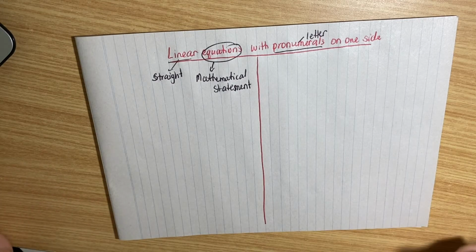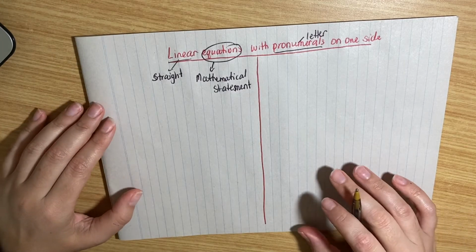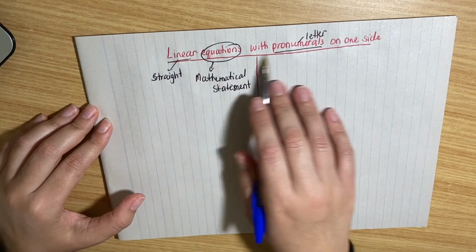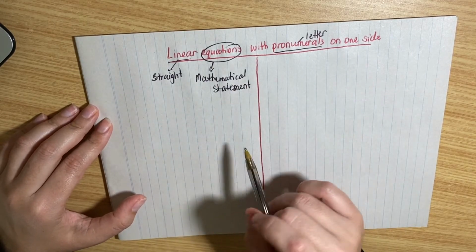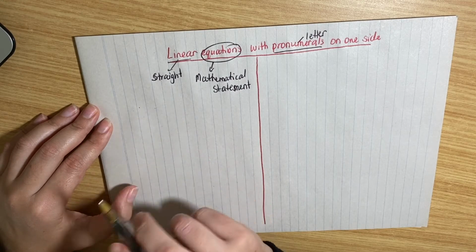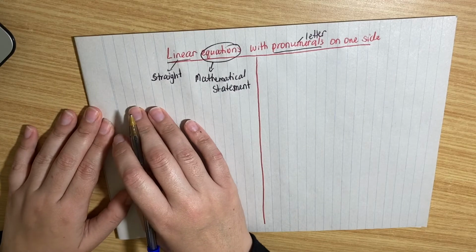All right, so I'll get you to annotate that in your maths book. Make sure that you're keeping up with this. What we're trying to achieve when we do linear equations with pronumerals on one side is that on one side of the equals sign, we want a letter, and on the other side, we want a number. And it's very, very straightforward.